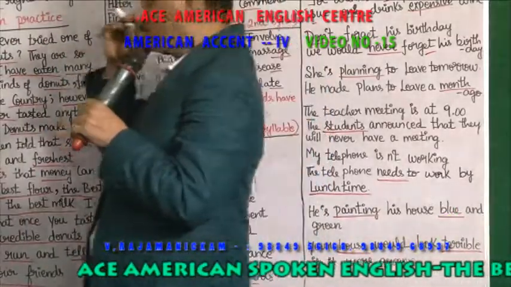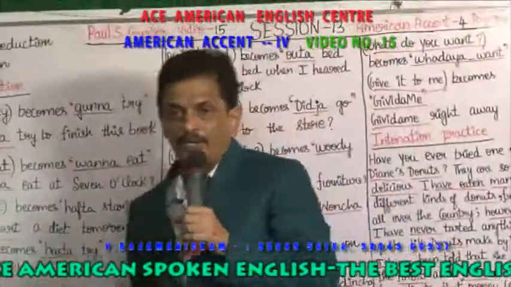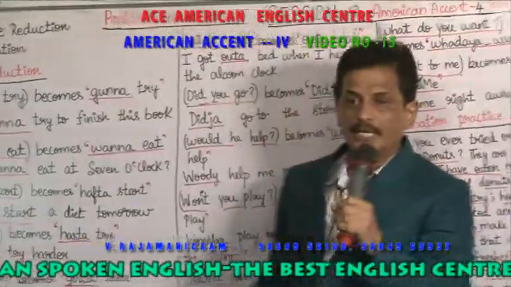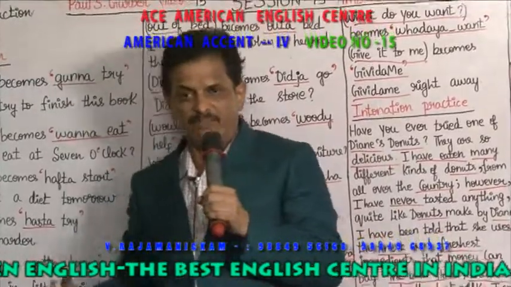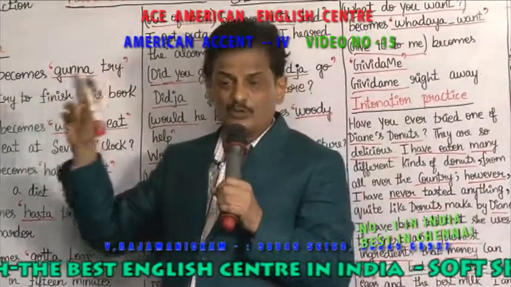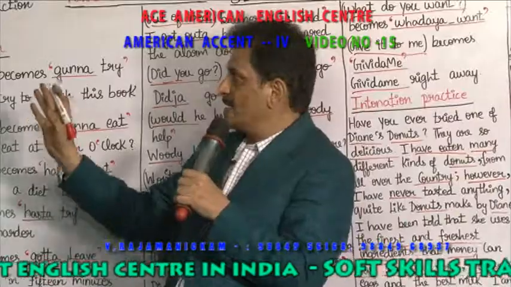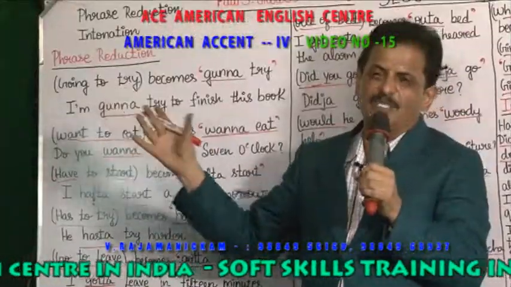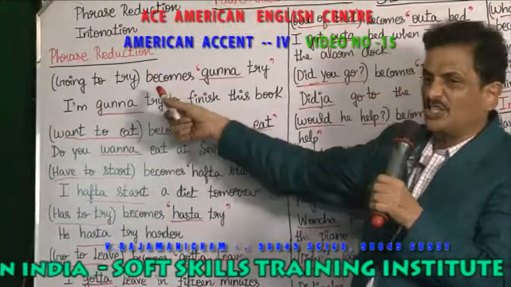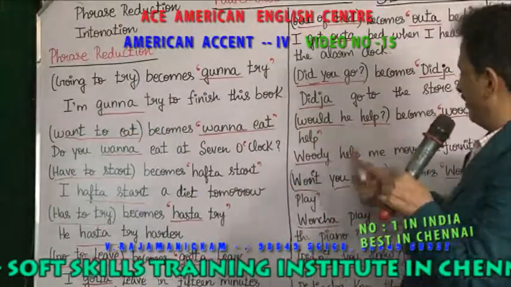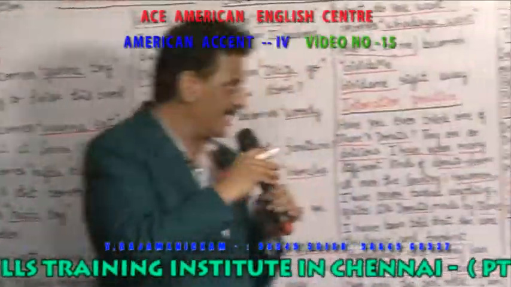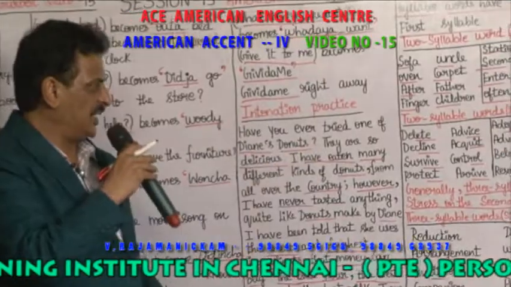So dear friends, what you have seen is a phrase. Three or four words joined together make a phrase. A phrase gives a meaning but not complete sense. Wherever you find phrases, you have to go for reduction, like "going to" becoming "gonna". And here we have seen all the phrases in sentences. Then you have come to intonation.